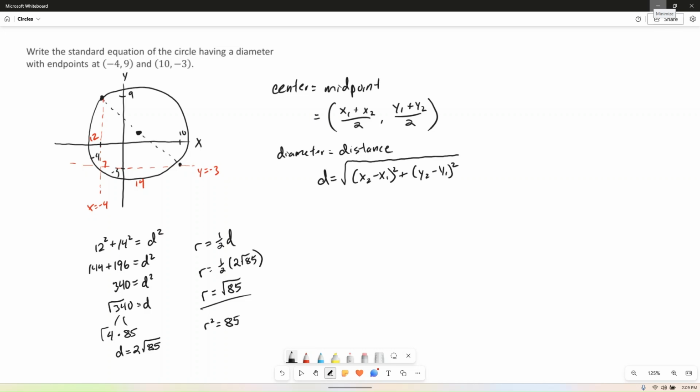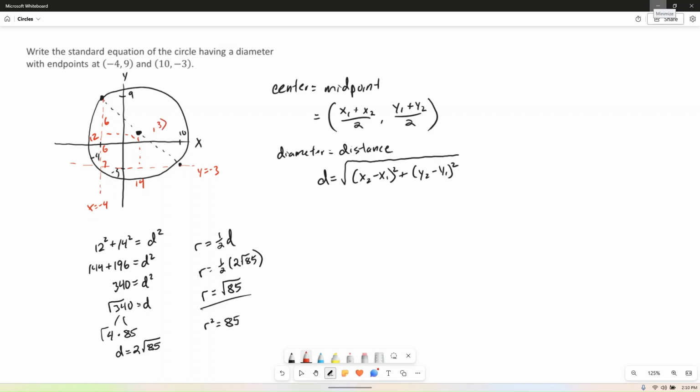Well, the center is going to be another right triangle. You can actually break it into 2 right triangles if you want. If the total distance from the top of the triangle to the bottom of the triangle is 12, that means from the top to the middle, or the middle to the bottom, has to be 6. So what is 6 units below 9? Well, that would be a y-coordinate of 3.